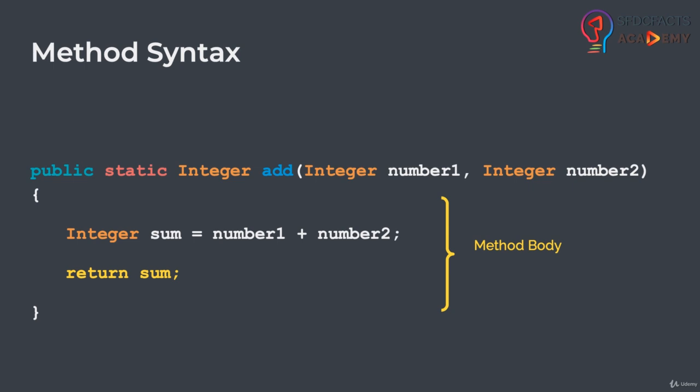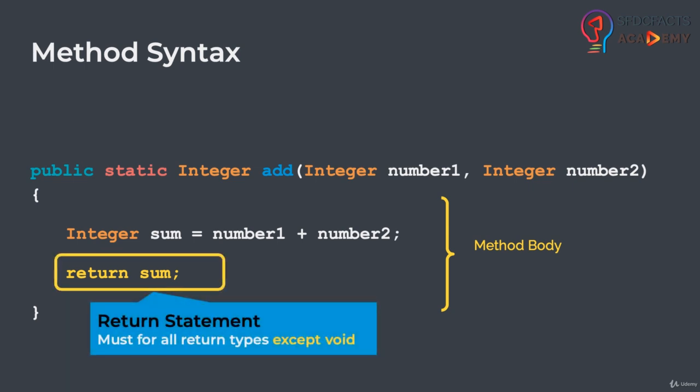So now let's move on to the method body. And if your method has a return type, anything except void, then the last statement of your method is a return statement. But if your method is a void data type, that means it doesn't return anything, then you can skip the return statement. Now, the purpose of this return statement is to return the value to the caller, like who is calling this method.